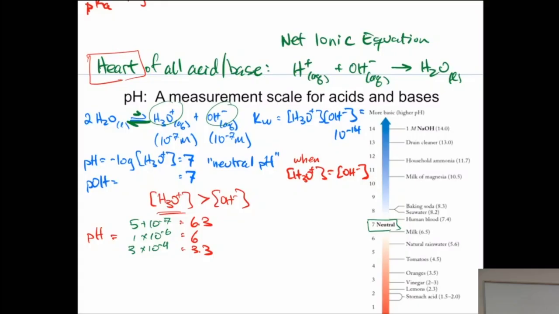These are all acidic pHs. Any pH that's less than 7 is going to give you what we call an acidic pH.